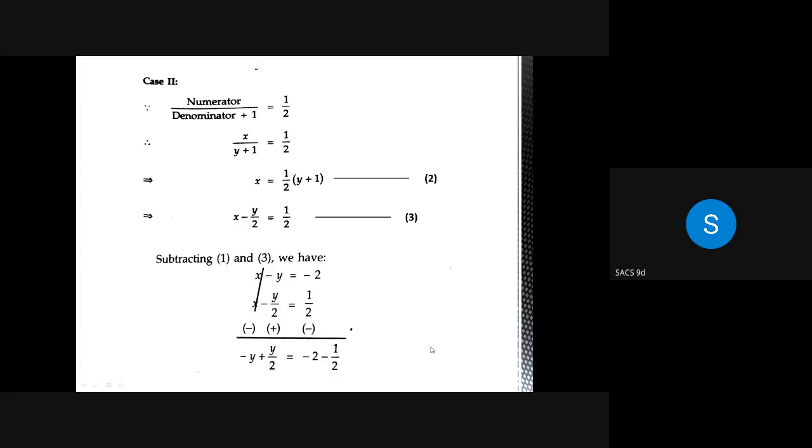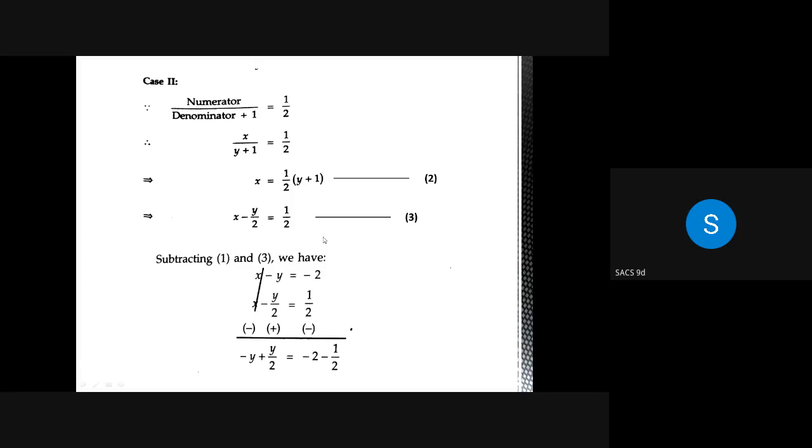Okay, so after subtracting, we have cancelled out the x term and we obtain this equation: minus y plus y by 2 equal to minus 2 minus 1 by 2. And after solving, I get y equal to 5.